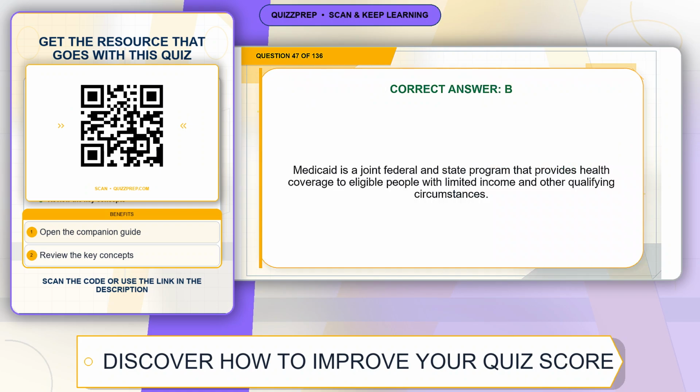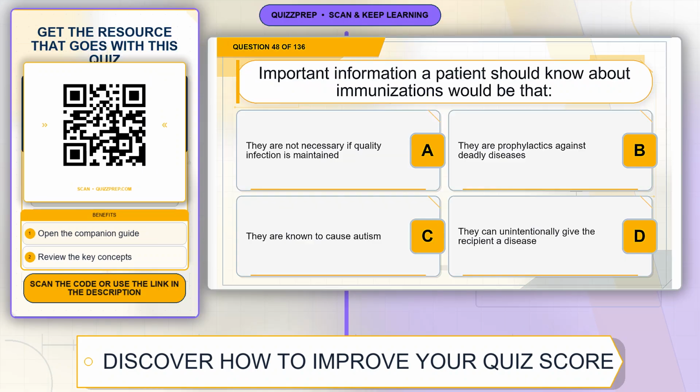Explanation. Medicaid is a joint federal and state program that provides health coverage to eligible people with limited income and other qualifying circumstances. Question 48.